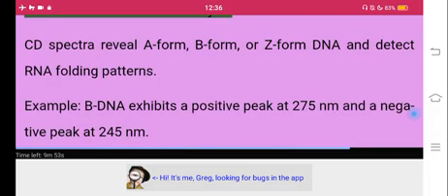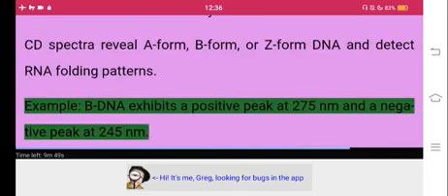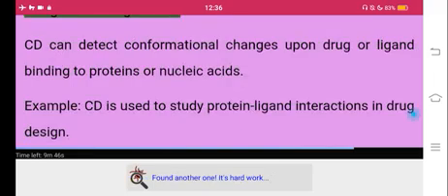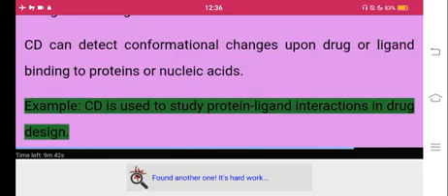3. Nucleic acid structure analysis. CD spectra reveal A-form, B-form, or Z-form DNA and detect RNA folding patterns. Example: B-DNA exhibits a positive peak at 275 nanometers and a negative peak at 245 nanometers. 4. Ligand binding studies. CD can detect conformational changes upon drug or ligand binding to proteins or nucleic acids. Example: CD is used to study protein-ligand interactions in drug design.